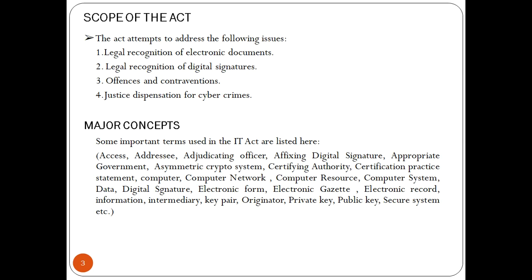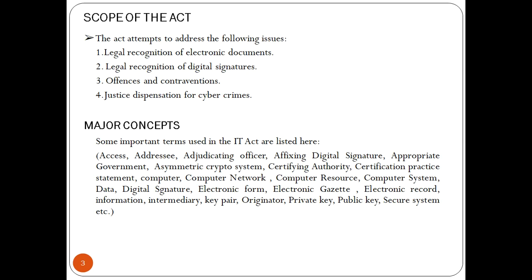Now next, asymmetric crypto system is a system of a secure key pair consisting of a private key for creating a digital signature and a public key to verify the digital signature. Next, certifying authority is a person or organization who has been granted a license to issue digital signature certificates, which comes under section 24 of the IT Act. Next, certification practice statement is a statement issued by a certifying authority to specify the practices that the certifying authority employs in issuing digital signature certificates.